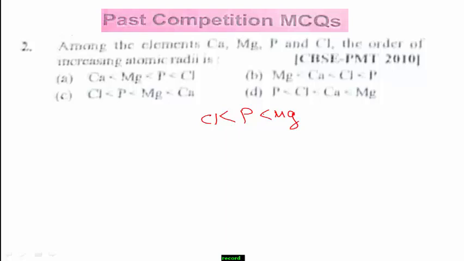Students, another part: down the group size increases, then the overall order observed is Cl is less than P, less than Mg, less than Ca. So which one is the right answer, students? Option C is the right answer. Yes, option C is the correct order.